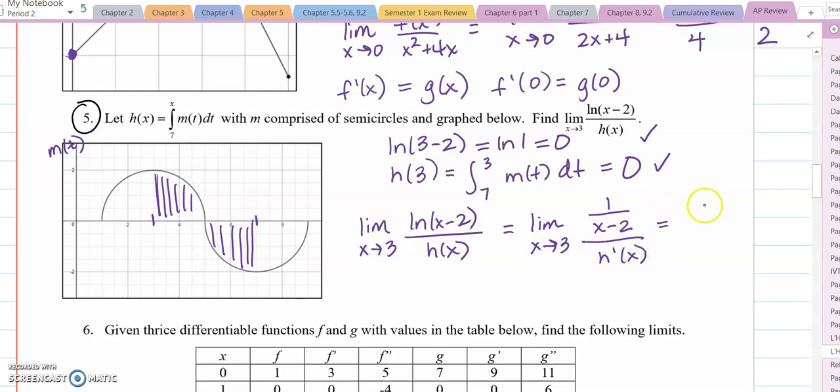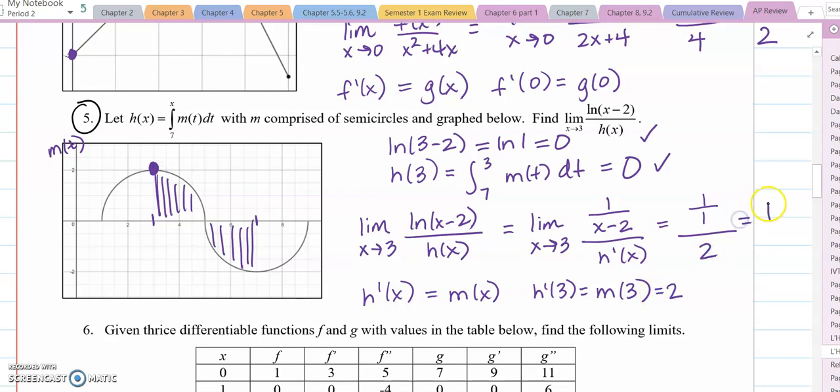This is equal to 1 over 1 divided by h prime of 3. So again, h prime of x is equal to m of x by the fundamental theorem of calculus. So h prime of 3 is m of 3, and m of 3 is positive 2. So my final answer for my limit is 1/2.